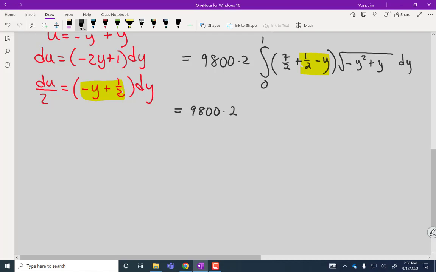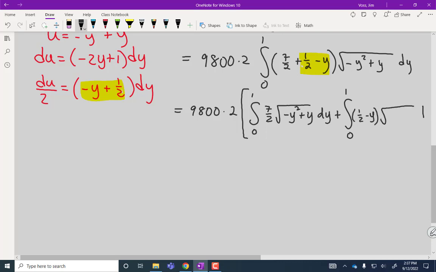And what we're going to do here is distribute this root in that creative way. We're going to put the 7 halves right there. So we're going to distribute this to the 7 halves first, and then we're going to distribute it to this yellow piece. We're essentially going to create two integrals. So I'm going to put a big bracket, put a dy there, and then we're going to make our second integral, which will also go 0 to 1, and we'll have the 1 half minus y times the square root dy.